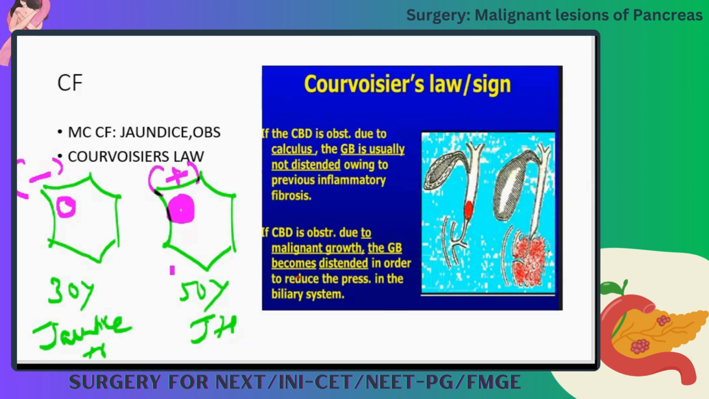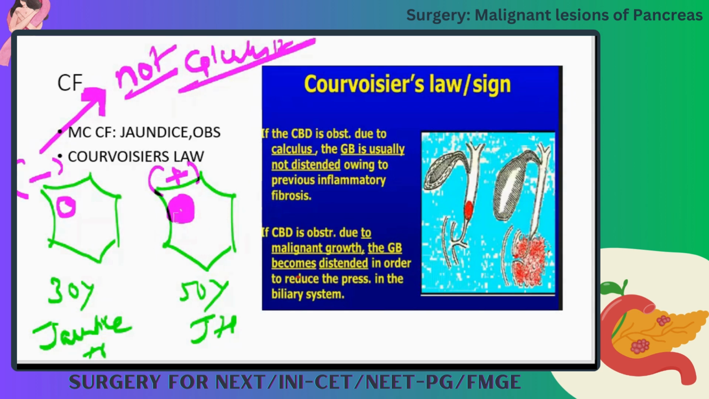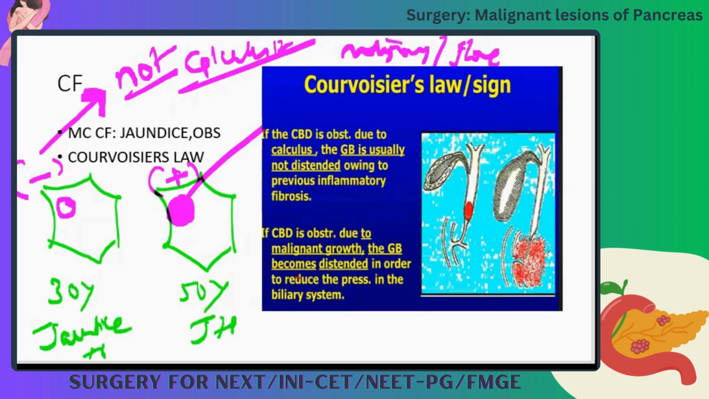So I will tell that this patient in whom gallbladder is not palpable is having no malignancy. It is only due to stone, calculus only. In this patient who had a palpable gallbladder, I will tell that this is due to malignancy. This is not due to stone. This law is known as Courvoisier's law.